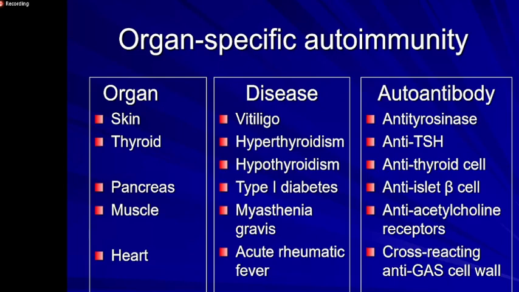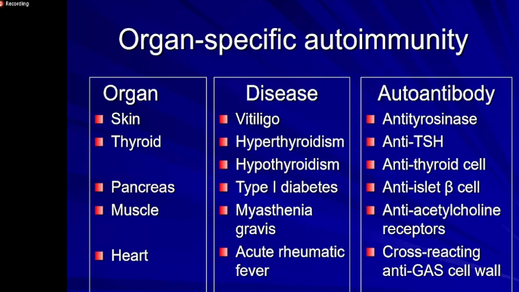So on the other side, we can now isolate those specific antibodies. When it is skin, we look at anti-tyrosinase. When it is thyroid, we look at anti-TSH and anti-thyroid cell antibodies; for beta cells, beta cell antibodies; and for muscle, antibodies made against acetylcholine receptors, and so on and so forth.